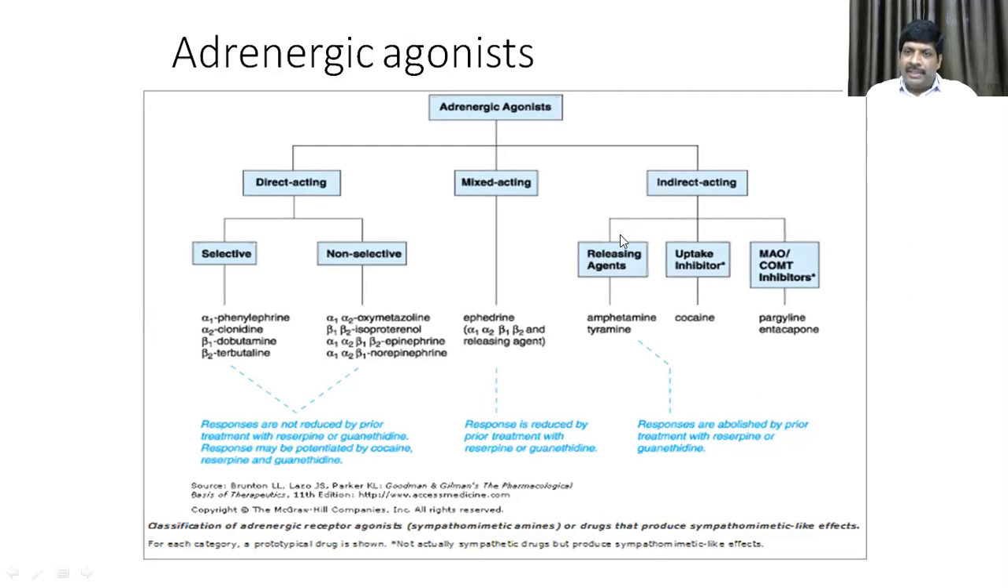The drugs which release neurotransmitter are releasing agents, like amphetamine, tyramine. The drugs which inhibit the uptake into the neuron are known as uptake inhibitors, that is cocaine, so that there will be more availability at the synapse. And MAO and COMT inhibitors: these are the enzymes responsible for metabolism of neurotransmitter. So if they are inhibited, more adrenergic neurotransmitter will be present at the synapse.